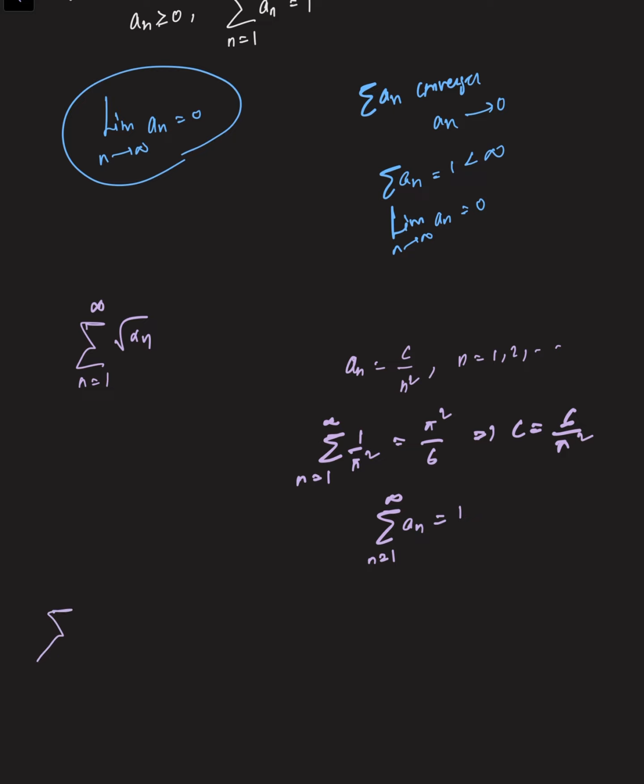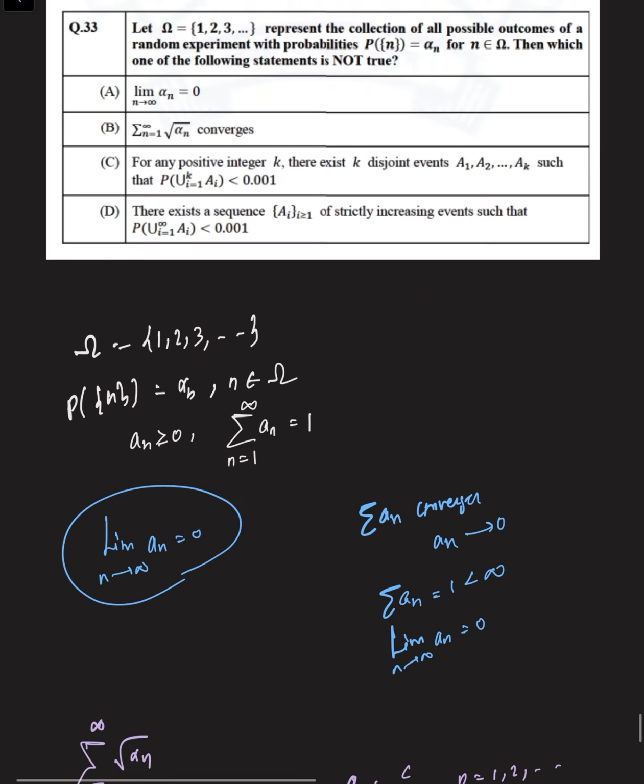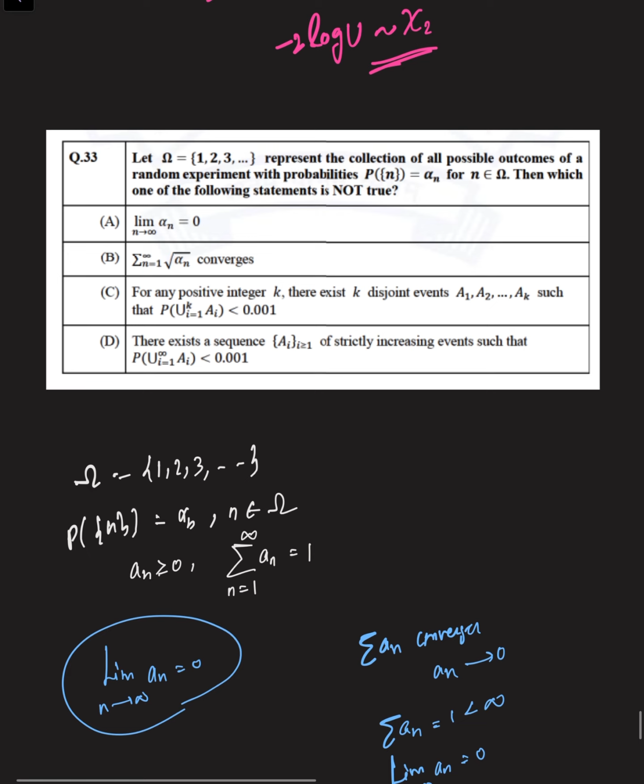So that means if we consider summation n equals 1 to infinity, square root of an, that is summation n equals 1 to infinity, square root of 6 by pi square n square, which is root 6 by pi summation 1 by n, where n is ranging from 1 to infinity. Now this is nothing but infinity, because summation n equals 1 to infinity, 1 by n is infinity. So therefore statement B is not always correct. So option B is the correct answer.